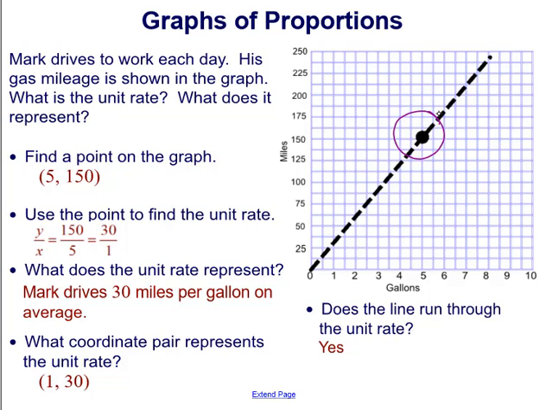What does that unit rate represent? Think about what your x and your y represent. It's your gallons and your miles. So if you have 30 over 1, that's representing that Mark drives 30 miles per 1 gallon on average. The coordinate is then (1, 30), which, yes, the line does run through that unit rate. It is approximately here on the graph.